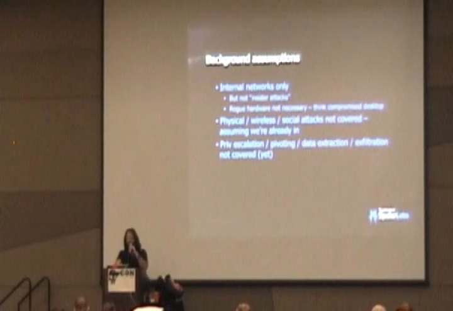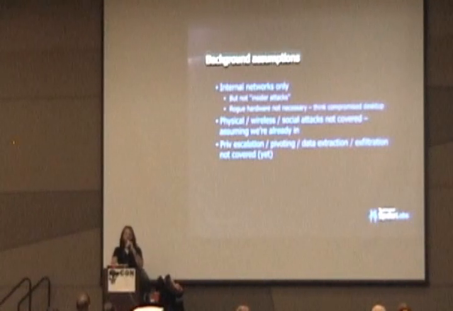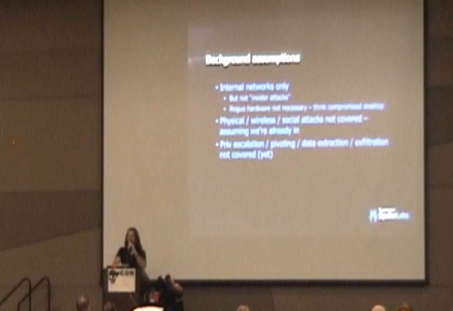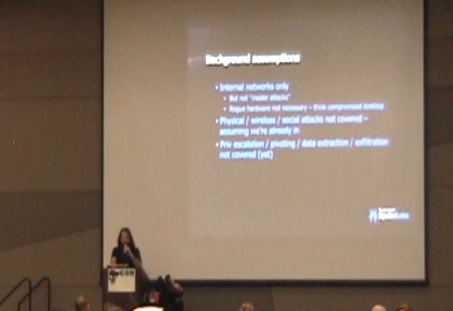So I'm talking about a compromised desktop, say. An employee browses the wrong website and gets a drive-by download. They're now being remotely controlled from somebody outside the company. Or you can think of similar scenarios with wireless attacks. So rogue hardware is not necessary. Think compromised desktop.